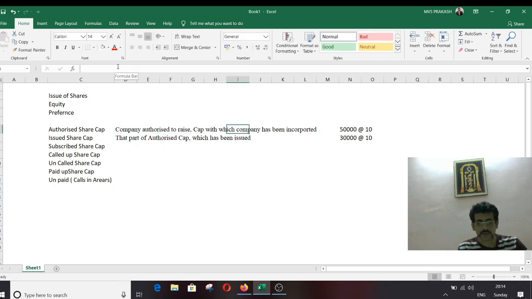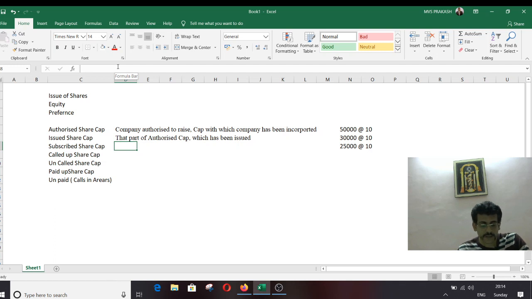Now 50,000 was your authorized; you are authorized to issue 50,000 shares at 10 rupees each. I had issued 30,000. But what is the guarantee that the public takes whatever I issue? Say the public subscribed only 25,000 shares. Then 2,50,000 is called subscribed share capital. Authorized capital is the shares the company is entitled to issue in its lifetime. Issued share capital is the extent of your authorized capital which you issue, and subscribed capital is a part of your issued capital.